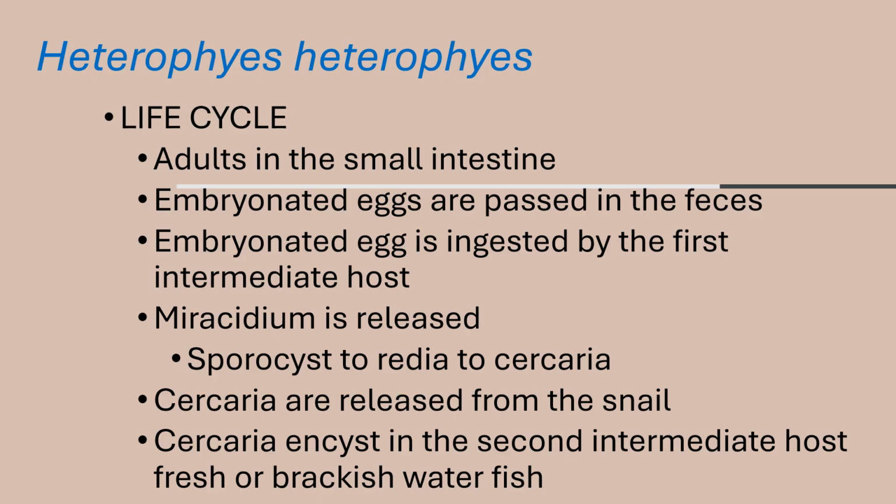Inside the intermediate host, the miracidium is released, and the miracidium develops into sporocyst, into rediae, and then into cercaria. After that, cercariae are released from the snail, and then the cercariae will encyst in the second intermediate host, which are fresh or brackish water fish.